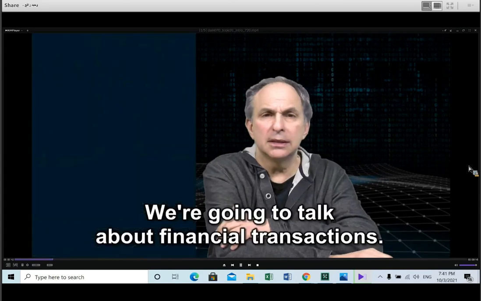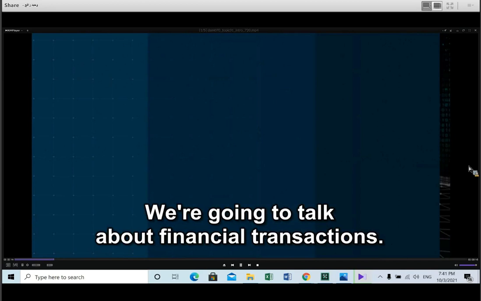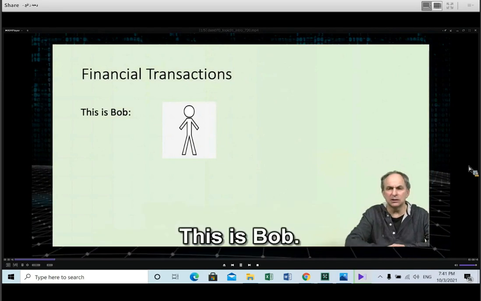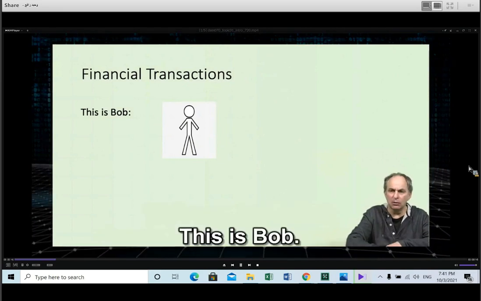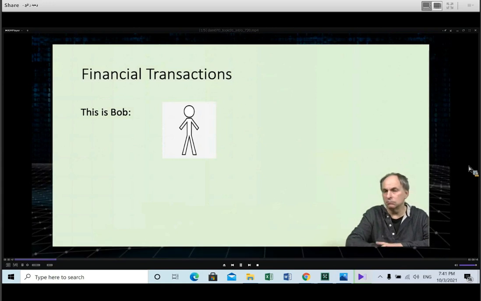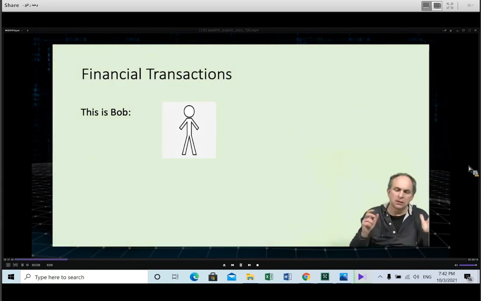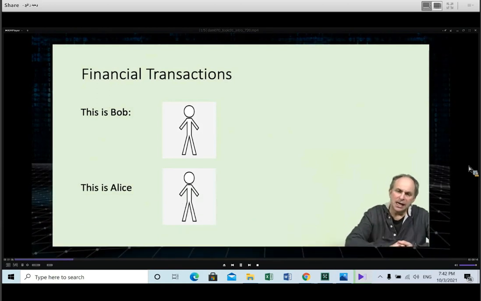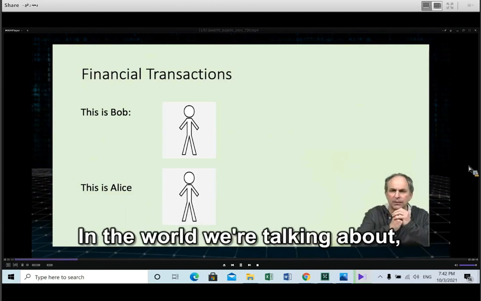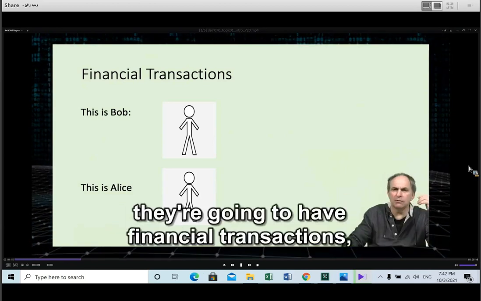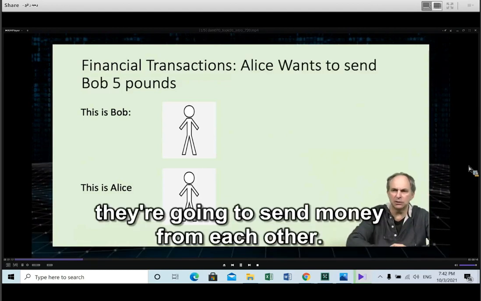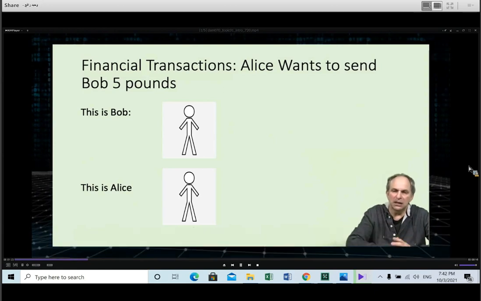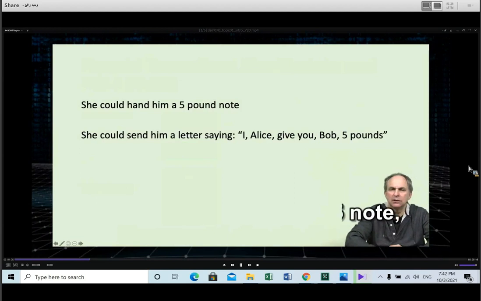This is Bob. Okay? Right. Now, we're starting to think like cryptographers. Cryptographers always talk about 3 figures, really, and one of them is Bob. Another one is Alice. This is Alice. Well, you can see they look very similar. Alice and Bob in the crypto world send messages to each other. In the world we're talking about, they're going to have financial transactions. They're going to send money to each other. So Alice wants to send Bob £5. Okay, how could she do that? Well, she could hand him a £5 note.